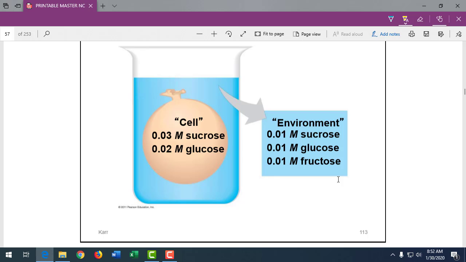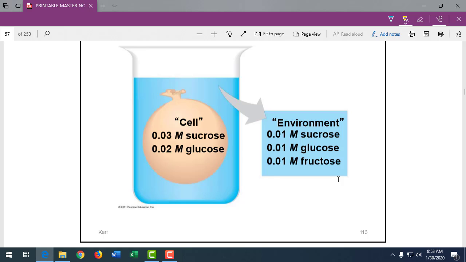So the outside, is it more concentrated or less concentrated? It's less concentrated, right? 0.01. And even if I add all three of those together, it's still 0.03, and if I add the two together inside the cell, it's 0.05. So it's definitely less concentrated outside the cell. So the environment is what type of solution then of your three choices? Hypotonic. The environment is hypotonic.